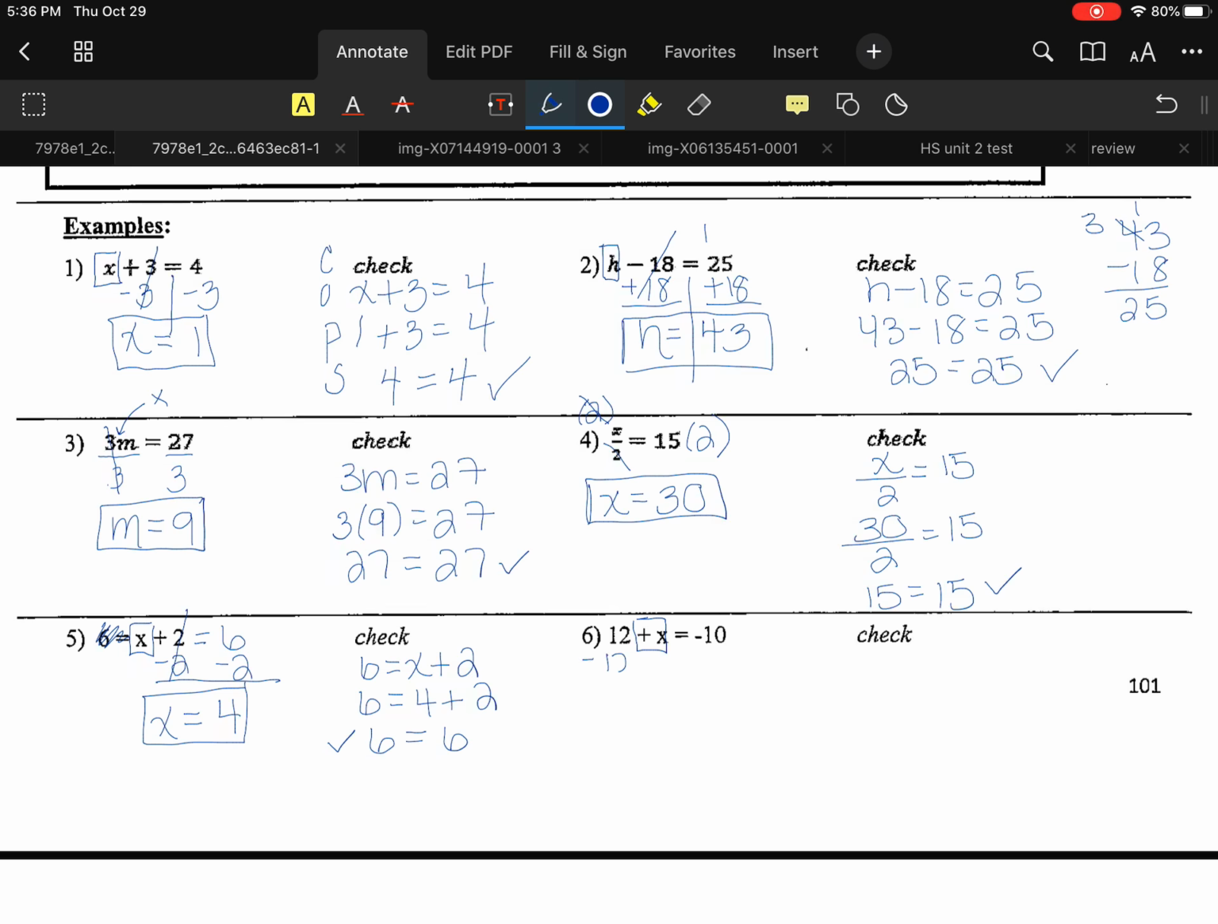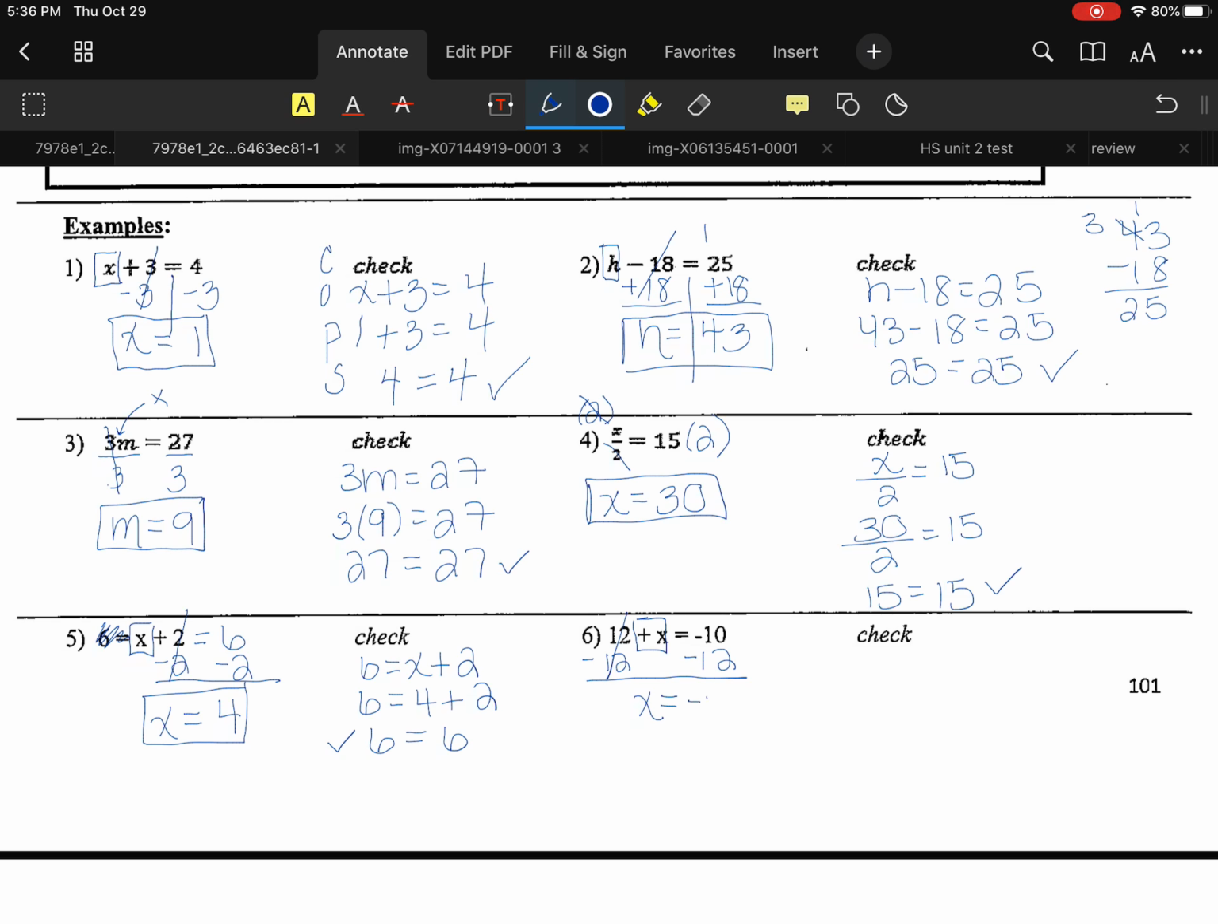The opposite of a positive 12 is to subtract 12. Okay, and I'm not subtracting 12 because of the plus in front of the x. I'm subtracting 12 because that 12 is positive, and its additive inverse, its opposite, is a negative 12. I now have a positive x, which is the same thing as saying x equals negative 10 minus 12.